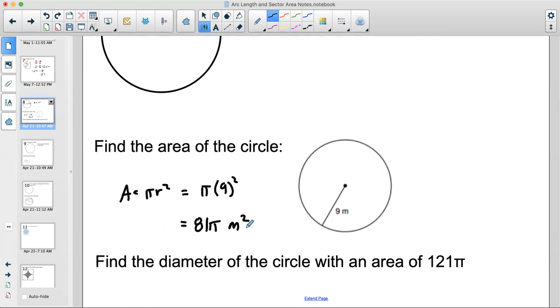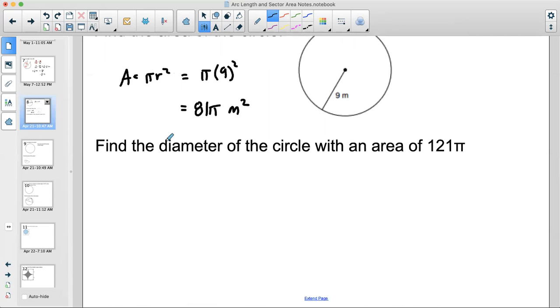81 pi meters squared. And again, you could go in your calculator and multiply 81 times whatever the value of pi is stored in your calculator. That's going to be like 250 or 260 or something like that. But I'll tell you which one I want you to do. In general, I like exact answers better than rounded answers.